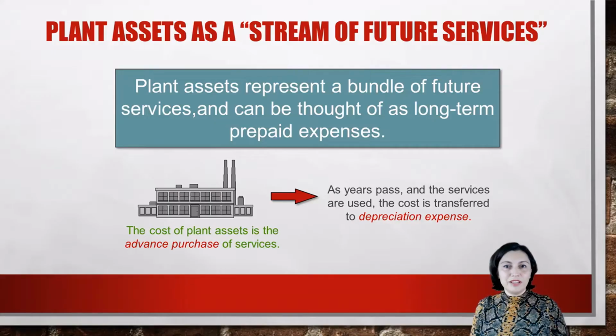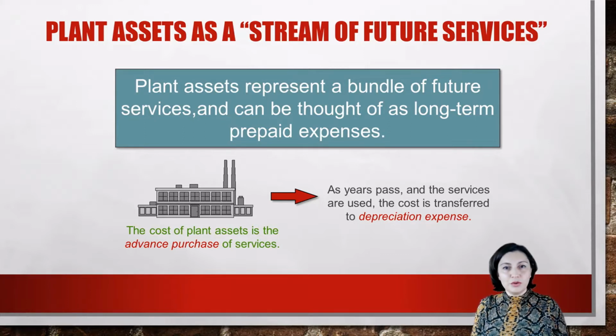Plant assets represent a bundle of future services and can be thought of as long-term prepaid expenses. They are tangible assets that are actively used in business operations. It is expected that these assets, sometimes referred to as property, plant, and equipment, will benefit future periods. A plant asset is recorded at its historical cost when acquired. Plant assets are increased by debit and decreased by credit.